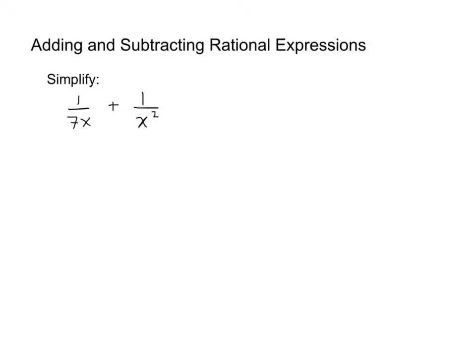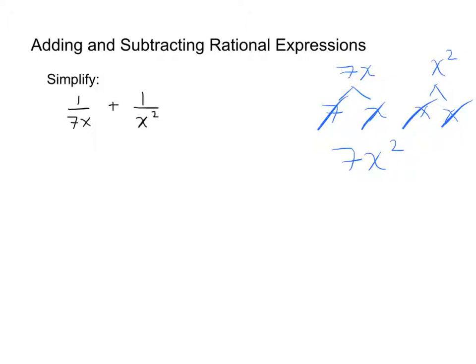To add or subtract rational expressions, the basic rules are the same as what you have to do to add and subtract fractions. So first we need to find the lowest common denominator. And if we think about that prime factorization method, 7x is just 7 times x. And x squared is x times x. So we take 7 from there. We take x from both of them. And then another x left over makes this an x squared. 7x squared is the lowest common denominator.